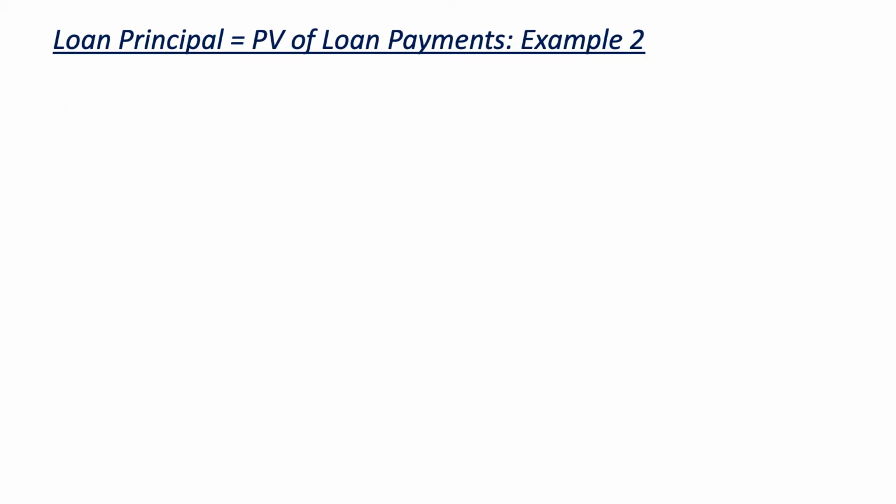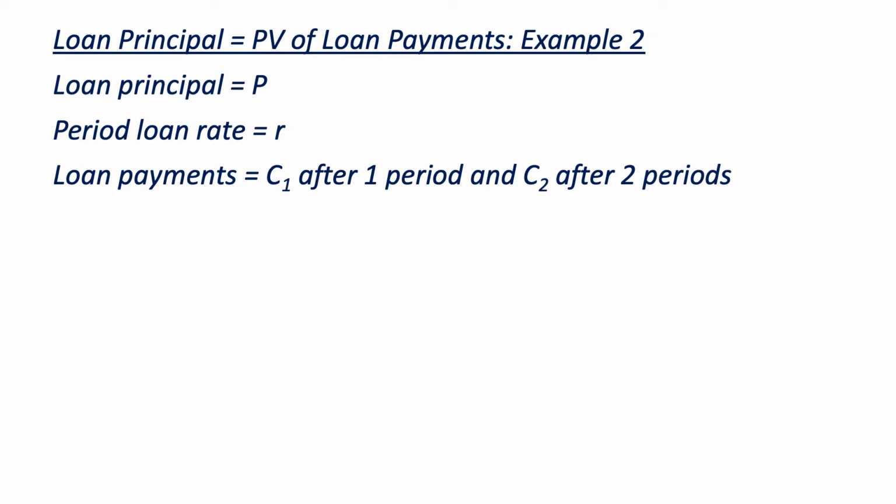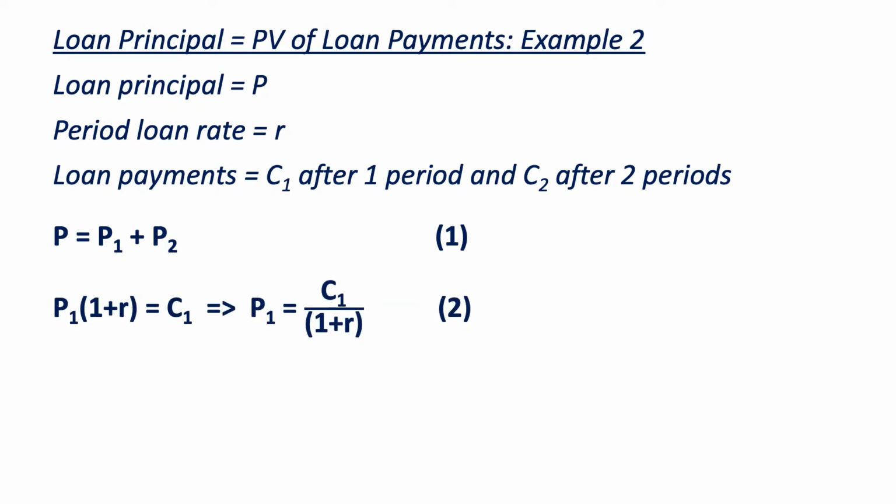Example 2 is about the loan to be fully repaid in a series of two payments. P is now the loan principal, with C1 being the loan payment after one period and C2 the loan payment after two periods. In this case, we can think of the total loan amount P as the sum of two smaller loans, P1 and P2. P1 is a one-period loan which promises payment of C1, and P2 is a two-period loan which promises payment of C2 after two periods. We call it equation 1. From a previous example, we know that we can use this PV equation to represent P1. We call it equation 2.